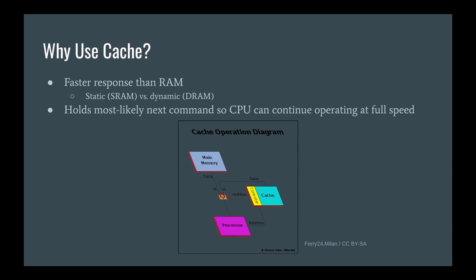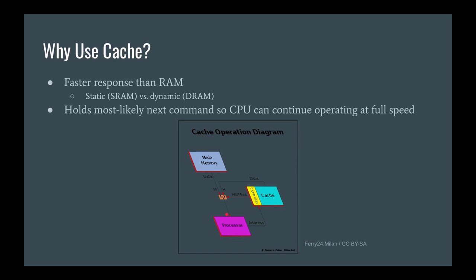So cache holds the most likely command for the operation that's in progress, and that is why it is so important to have large amounts of cache so that your computer can run as fast as possible. There's a diagram here that shows how this works. So we have a processor, we have the cache, we have memory up here. Normally what happens is the processor is looking for the next operation, or the next command to perform, for the operation.